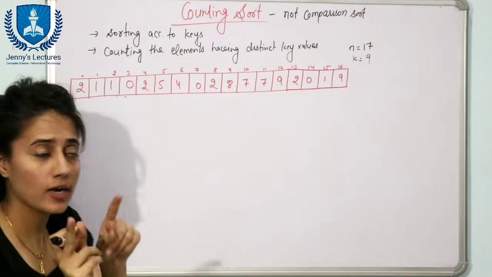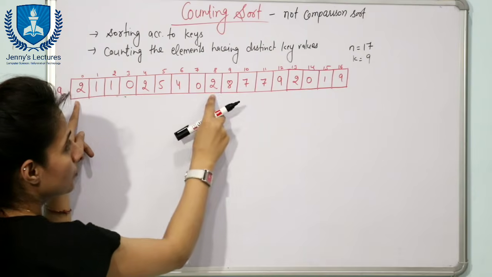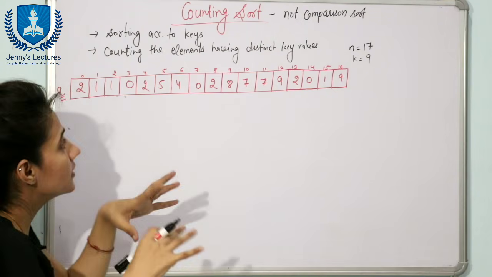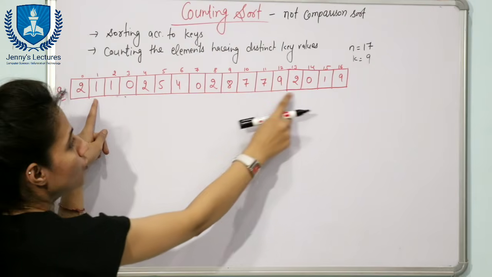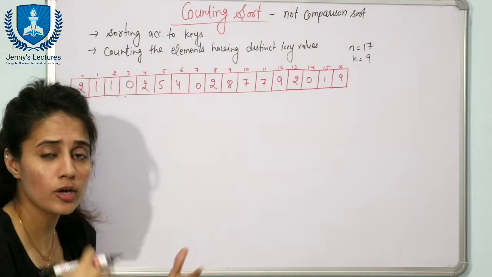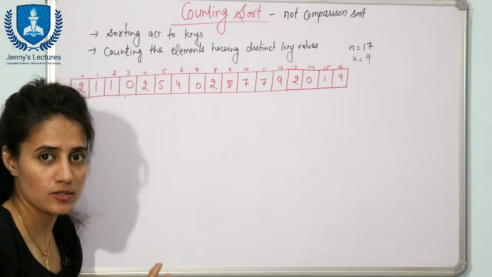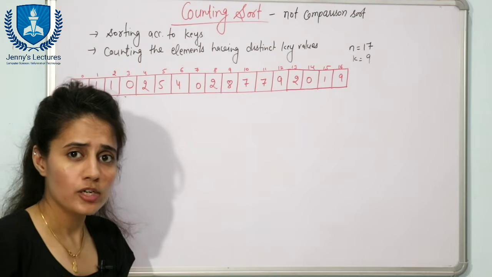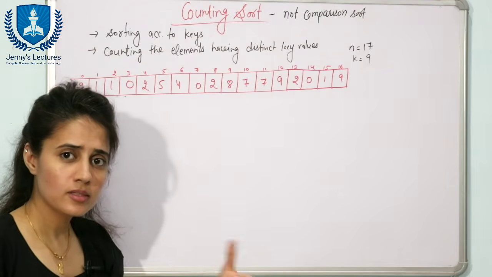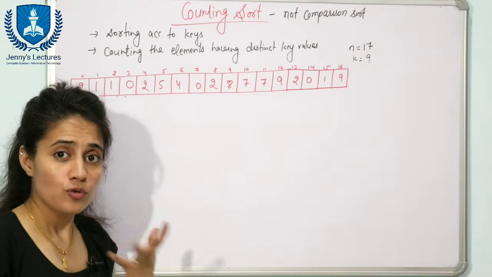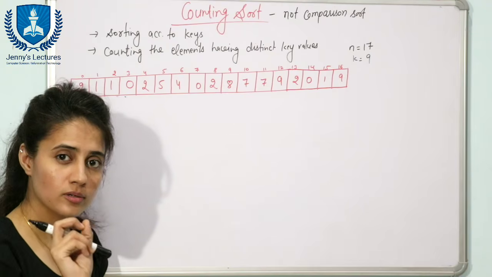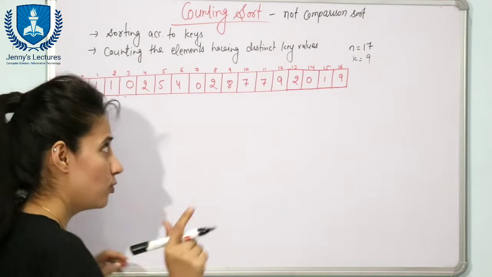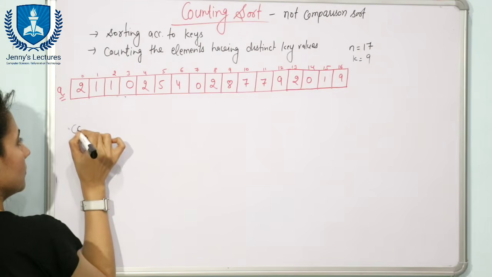You are going to count that thing. 1, 2, 3, 4. Fine. How many times is 1 there in this array? 1, 2 and 3 times. Like this you are going to count the elements. Fine. And after counting, obviously you are going to store those counts somewhere. So for storing that count, we are going to take another array, and I am going to take the name of the array as count.